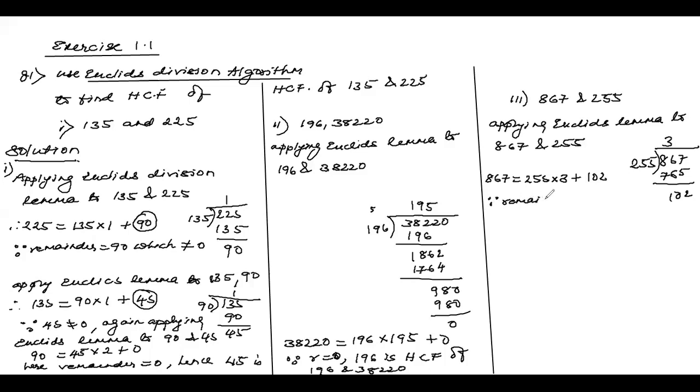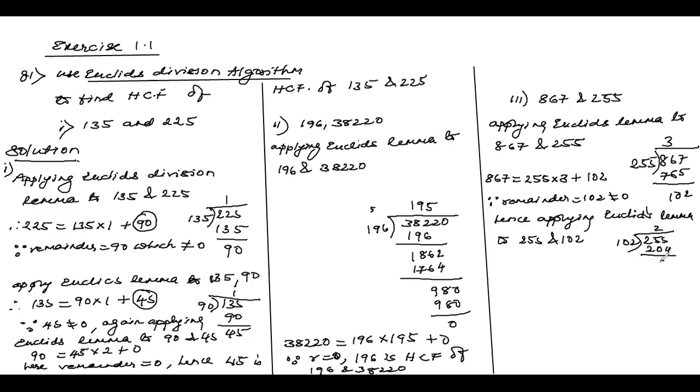Now, since remainder 102 is not equal to 0, hence applying Euclid's lemma now to the divisor 255 and 102. So again beta, we will divide 255 by 102. 102 2s are 204. So it becomes 51.